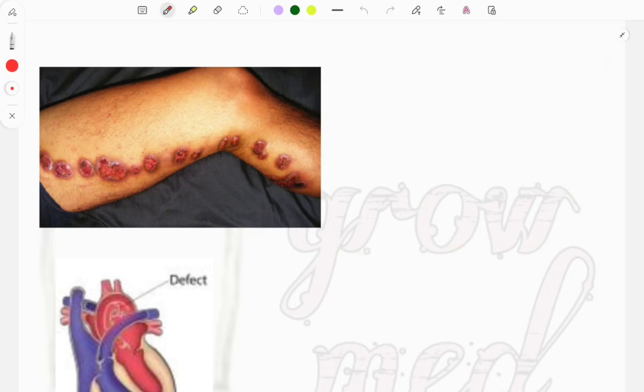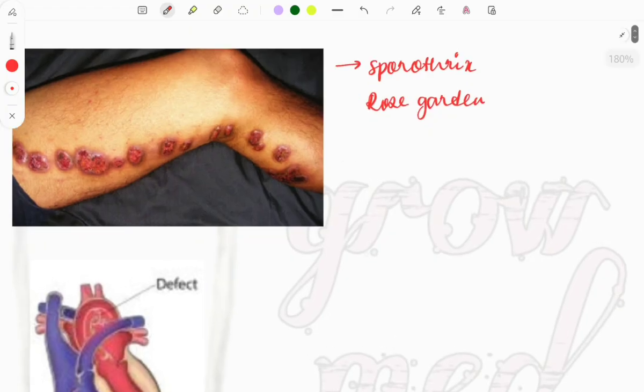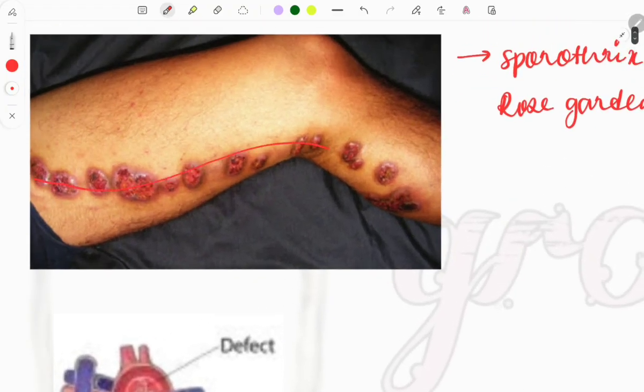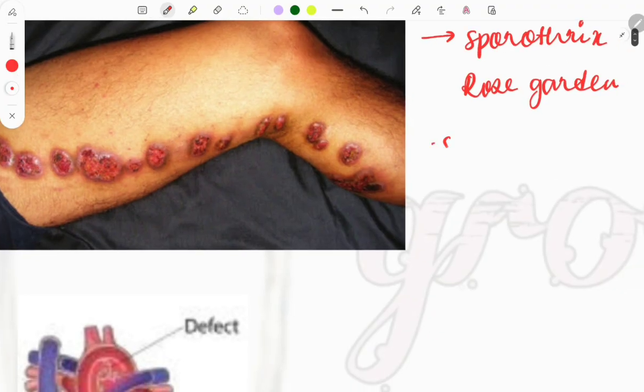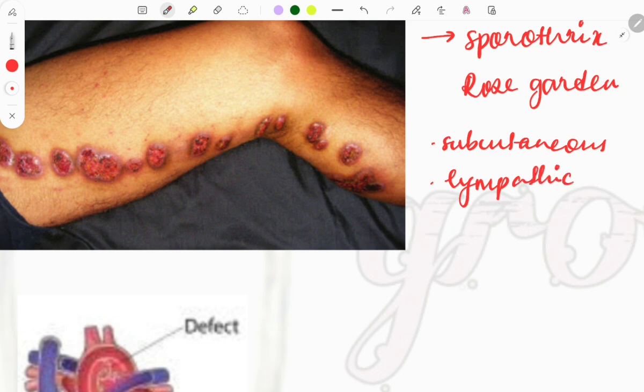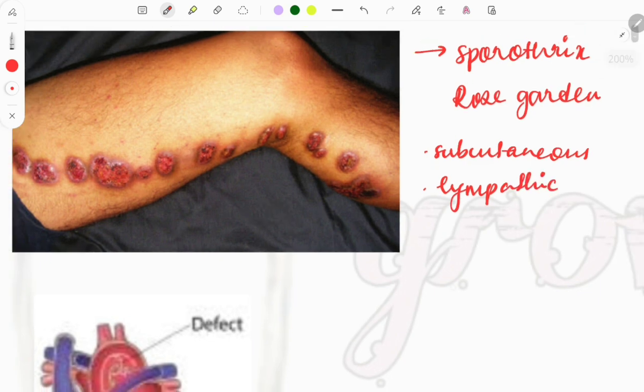In this image, you can see that this disease is called sporothrix, also called rose gardener's disease, because it is mostly associated with people who work in gardens, due to pricking by a flower or a thorn. What you must remember is that these lesions follow a single pathway, are subcutaneous, and involve the lymphatics. So they follow a lymphatic pattern, occurring along the lymphatics.